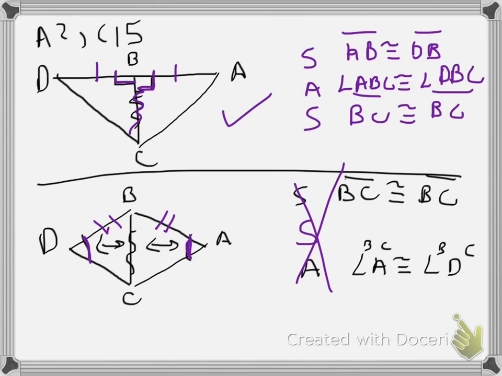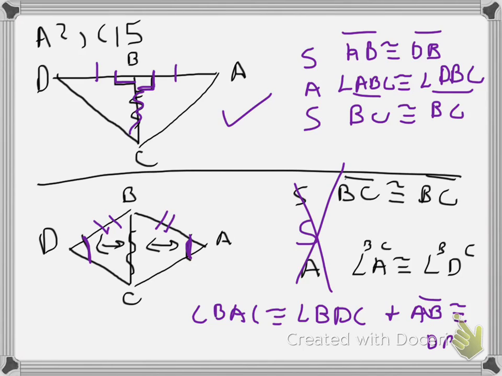So I wouldn't choose that one in version A. Don't use angle BAC is congruent to angle BDC, and AB is congruent to DB. That's wrong, so don't use that one.